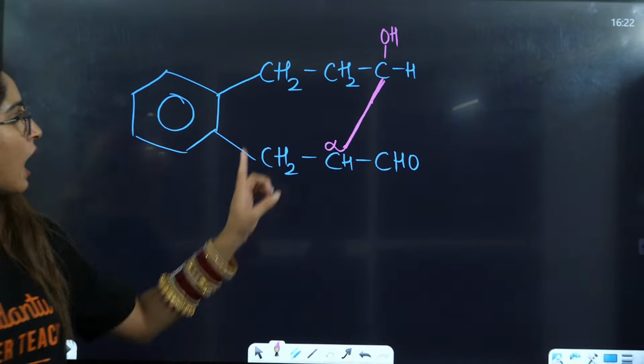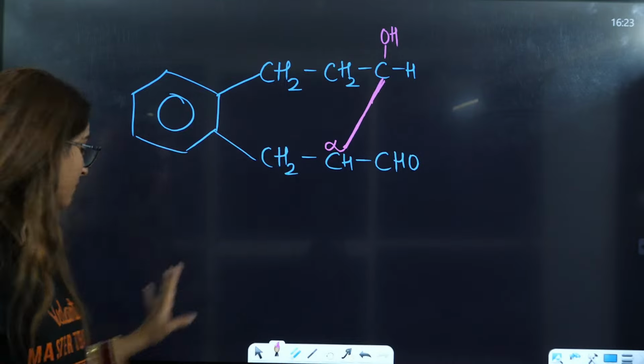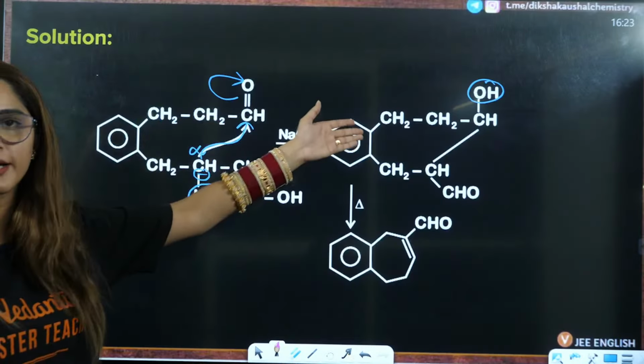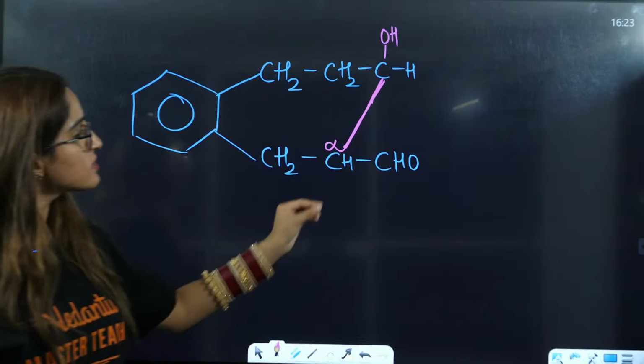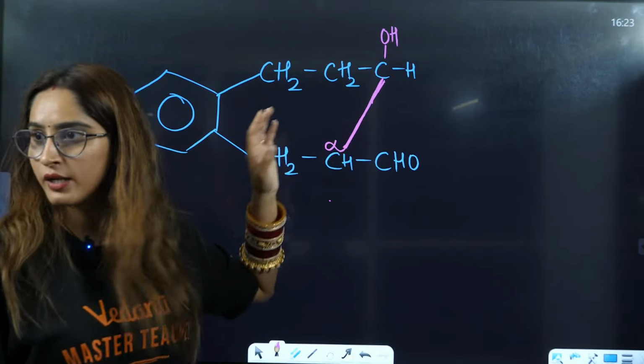Okay, what I did, alpha and this. If you're confused, ma'am, I'm very confused in this, what they did. So directly what you have to do is alpha and carbonyl carbon.